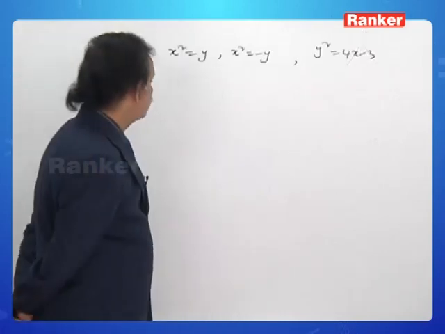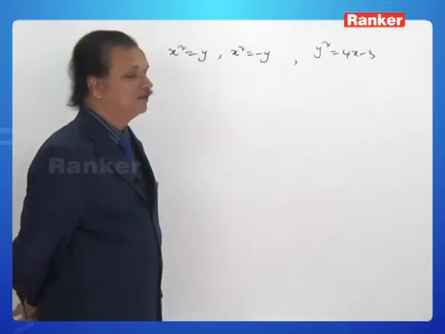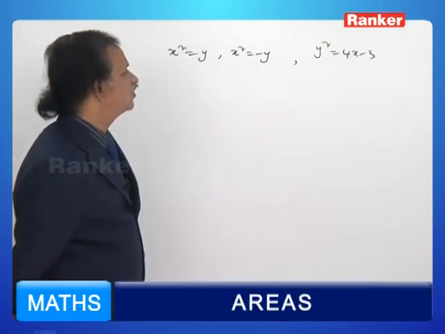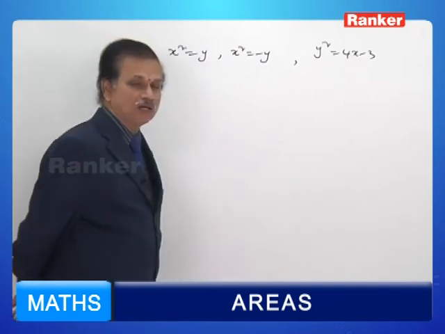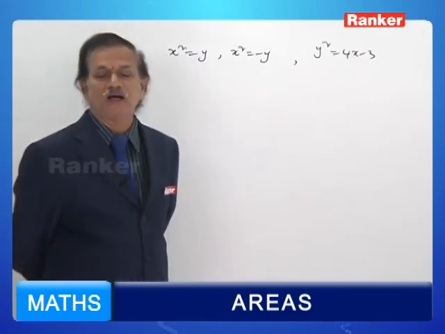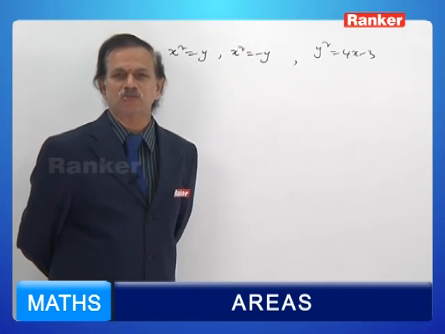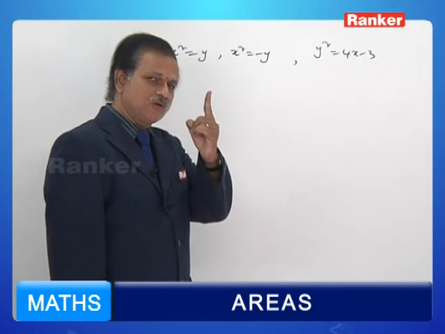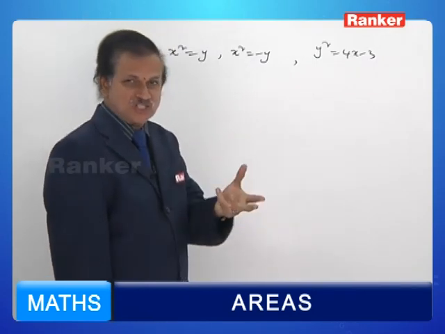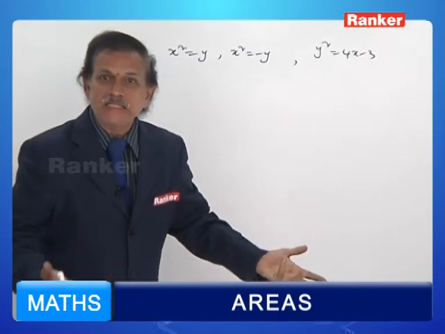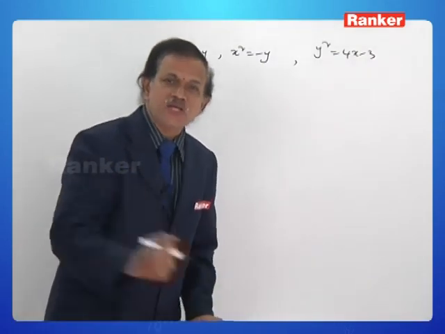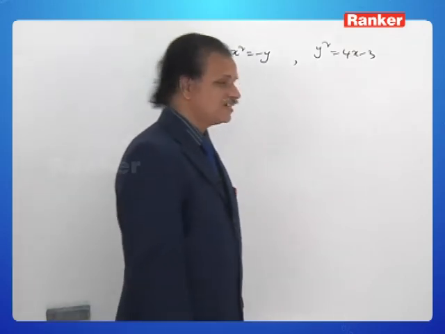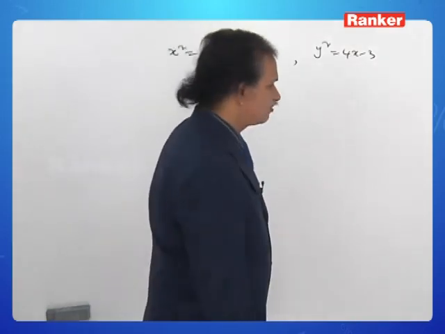Note it. x square is equal to y, x square is equal to minus y, and y square is equal to 4x minus 3. 3 parabolas. Find the area bounded between those parabolas. It is not an easy matter. You must be able to know the nature of the graphs and their intersection. First of all, you have to look at the region, isn't it? For which region we are supposed to have the area? You have to look at the region. Let us go through the graphs.